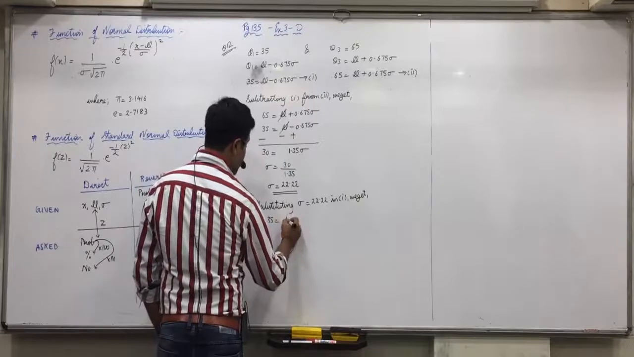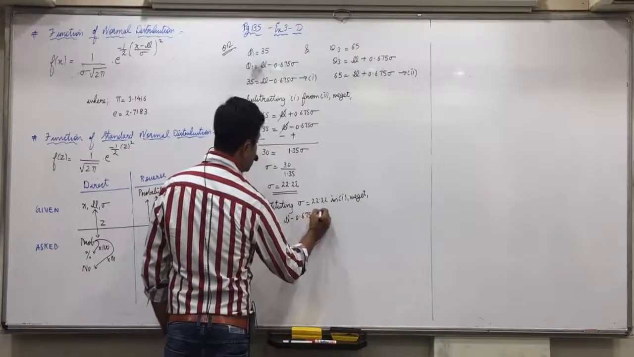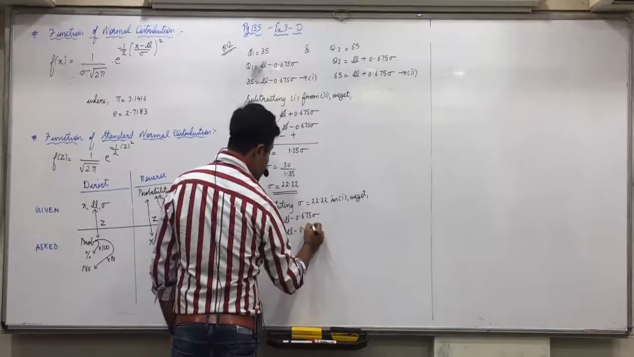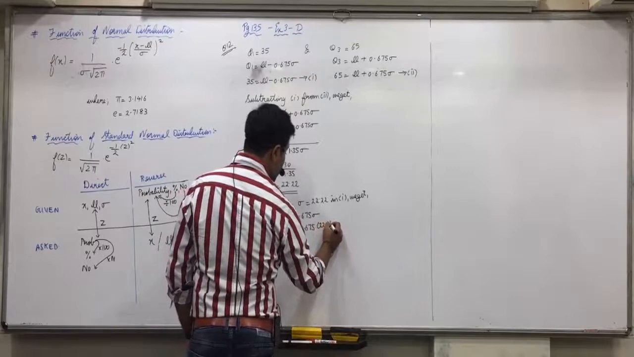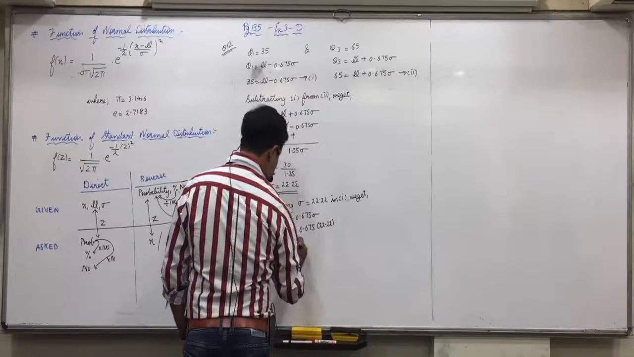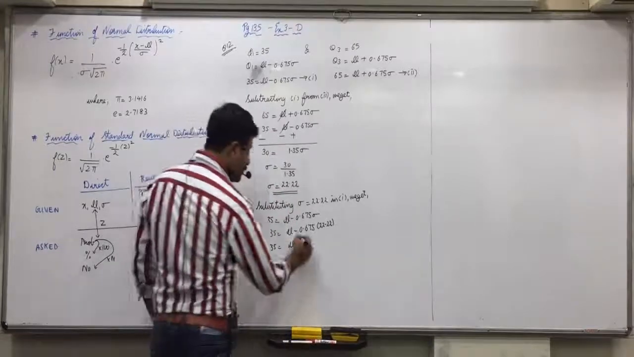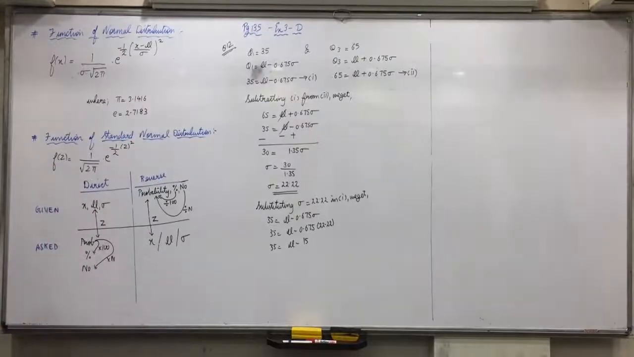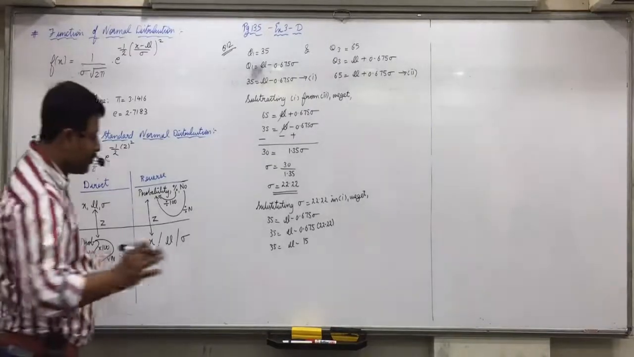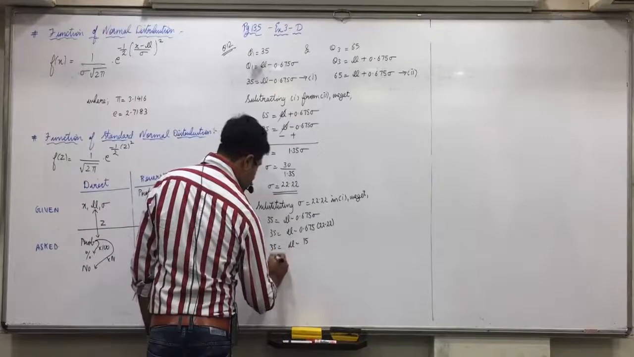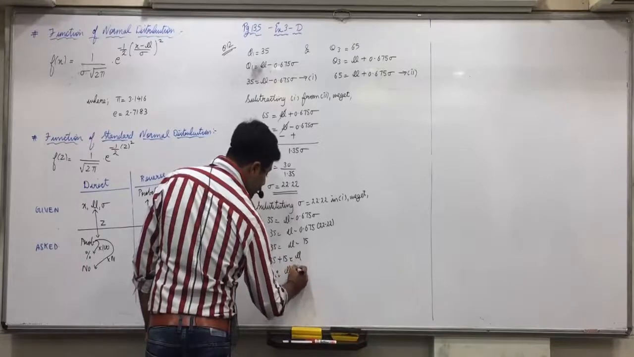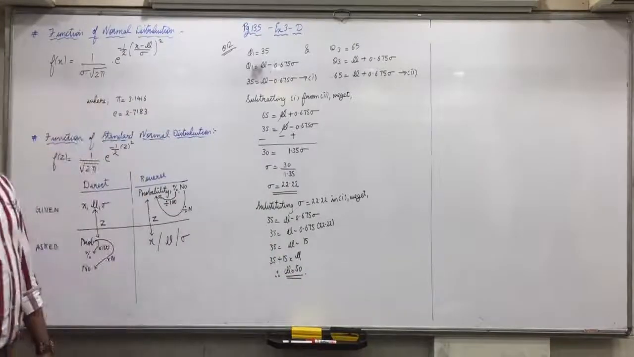35 is equal to mu minus 0.675 sigma. So 35 is equal to mu minus 0.675 into 22.22. 35 equals mu minus 15. 22.22 is recurring. So if you do 0.675 into 22.22, then you'll get exactly 14.9999, or 15. Okay? Minus 15 on the left will become plus. Means mu is equal to 50. So everyone is clear how this mu and sigma is obtained.